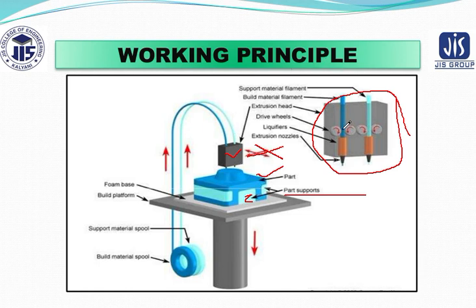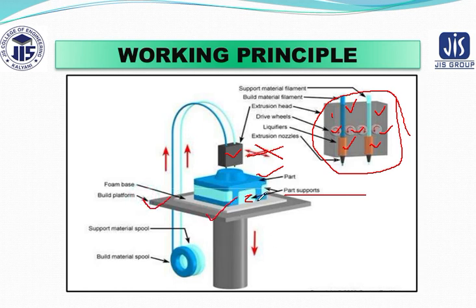This extrusion head consists of the following parts. First of all, these are the drive wheel. I have already explained the drive wheel. This is your extrusion head, and this is the build material. Deep blue is your build material and light blue is your support material filament. Both are ejecting at the same time, because one is ejecting, and another is also ejecting to give you support. This is the liquefier through which it is getting liquefied and it is getting deposited over this particular platform. So this is your build platform.